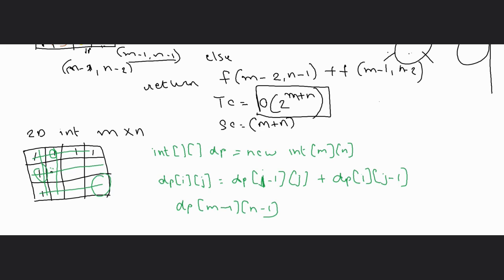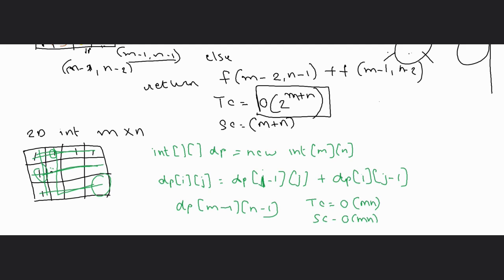So what is the time complexity of this one? We are traversing this whole grid whose size is m times n. So the time complexity is O of mn, and the space complexity is the size of the grid, which is O of mn. Now the question is, can we reduce the space complexity?